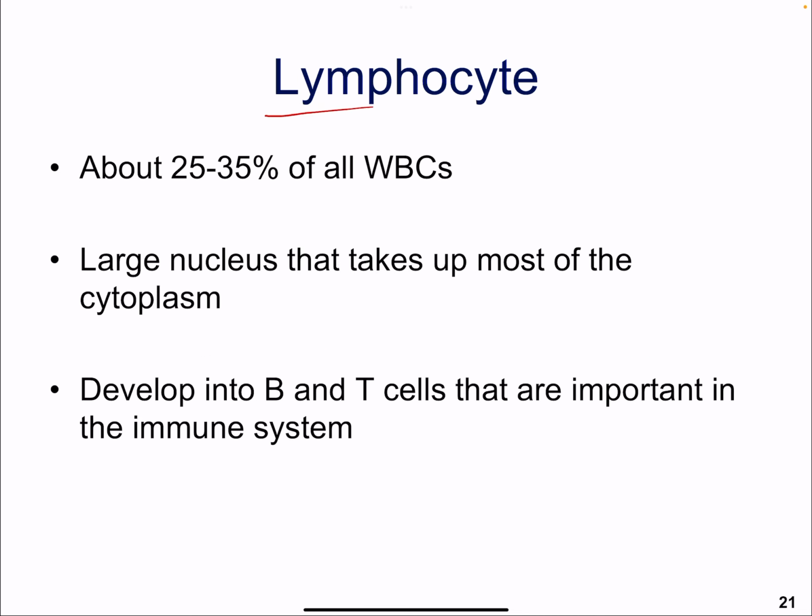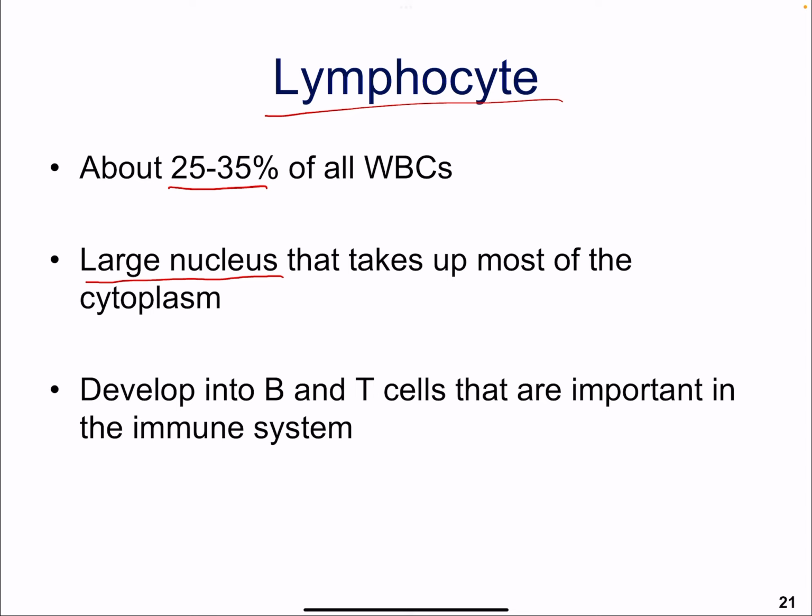All right, the lymphocytes. The lymphocytes are the second most abundant cells out of all the white blood cells, so they represent about 25 to 35% of all the white blood cells. They are going to have a large nucleus, and that large nucleus speaks to the high level of activity in terms of gene expression in the cells.